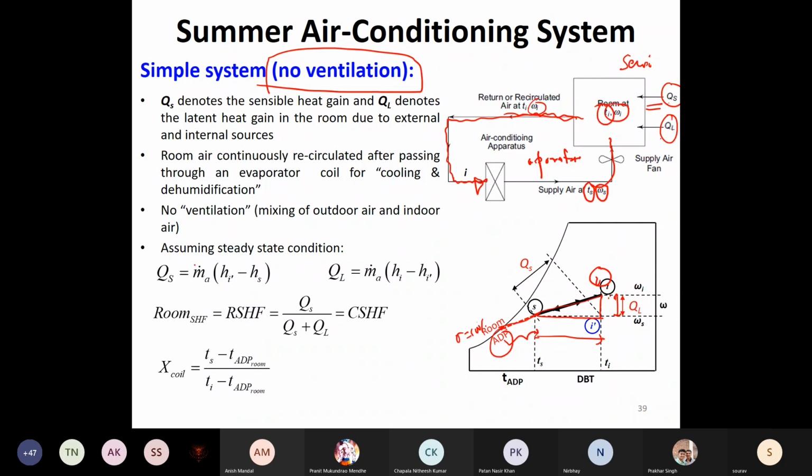So there are some terminologies which are given. There is something called RSHF. SHF is sensible heat factor, and R means the room. In order to attain the steady state, your RSHF has to be equal to your CSHF, that is coil sensible heat factor. So the amount of dehumidification and cooling that you do in your evaporator coil has to match the load in your room.